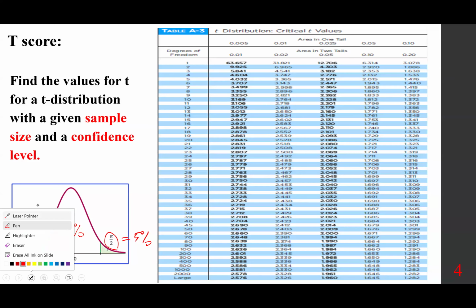So what you do is use a T table or T distribution. In the left column, you look for degrees of freedom, which is n minus 1. Then at the top, for a confidence interval, you look at the area in two tails, for example, 10%, 5%. But if it's a one-tail test of hypothesis, then you use the area in one tail, and you connect them. The point of intersection is the answer. That's how you look them up.